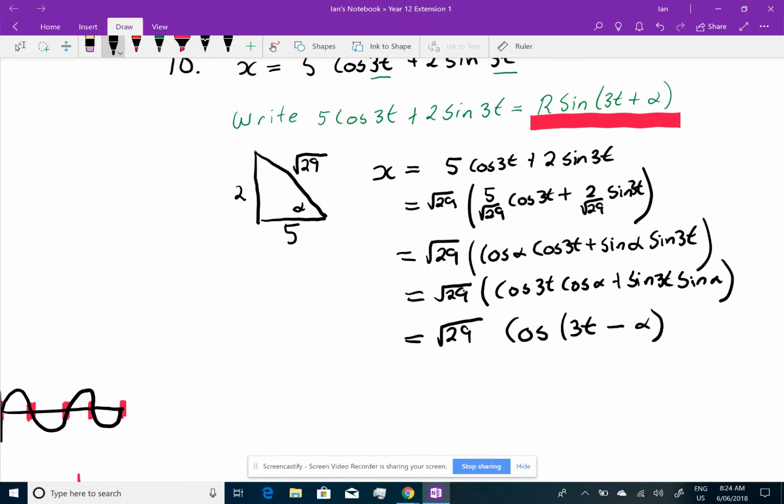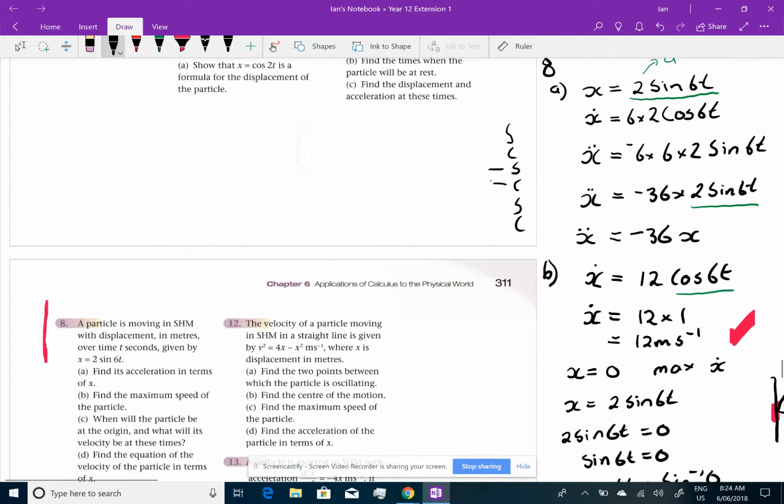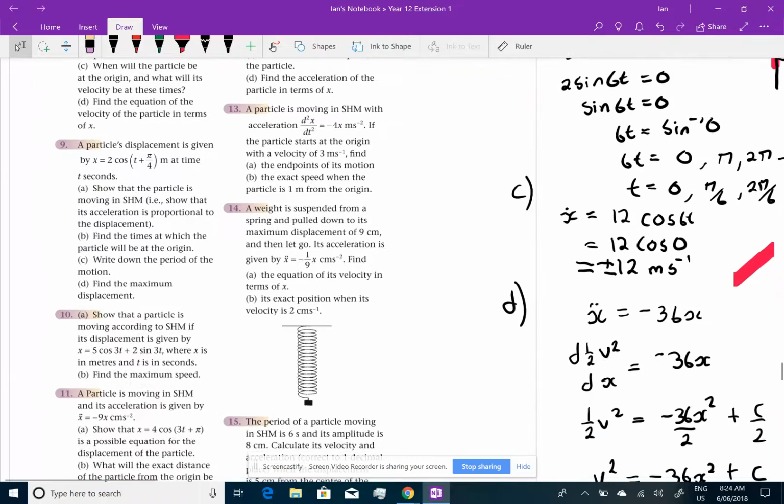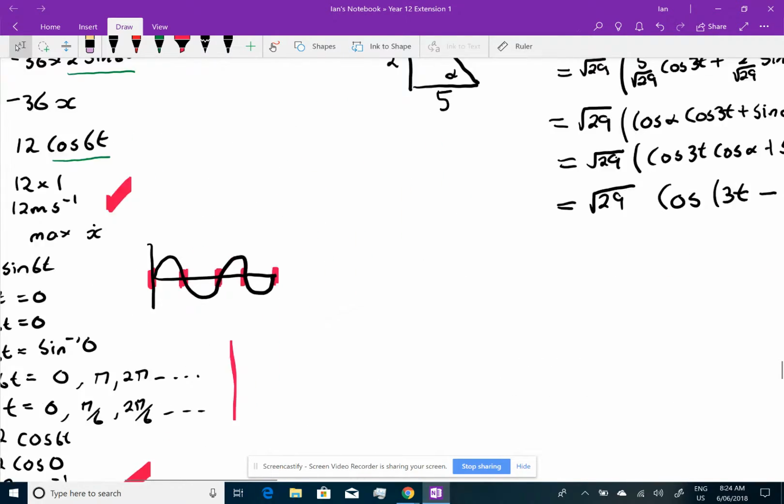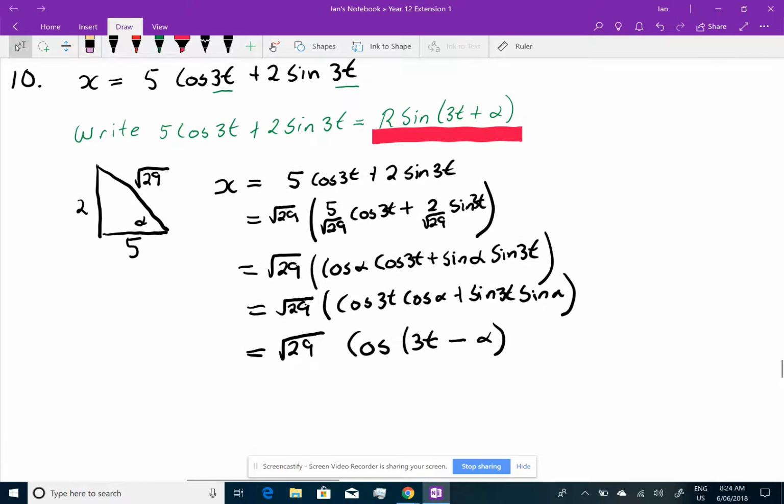Now, I've got this lovely equation, which I can then... and what was I doing with this question? I was showing that it was simple harmonic motion. Show that it follows simple harmonic motion. So I've just rewritten that as a single wave function. So now I'm going to differentiate.